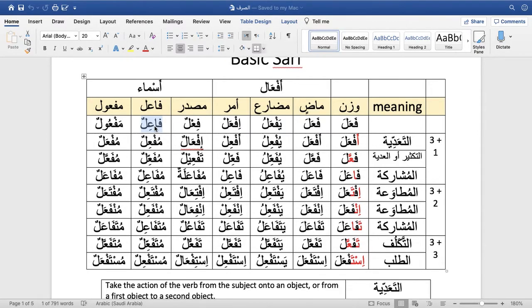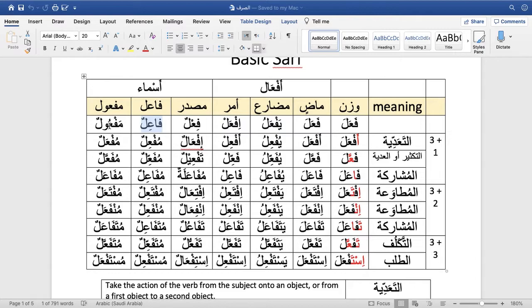The cook, the writer, the commenter, the teacher, right? You have the verb to teach. I am teaching. I am a teacher. Teacher, that is a name. It's not a verb. So that is the ism fa'il in Arabic.